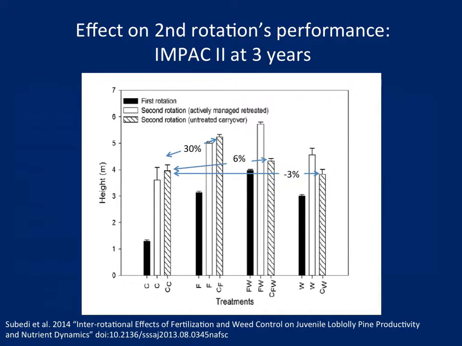So just looking at the carryover treatment effects, the fertilizer alone in the next rotation improved productivity by about 30%. If you added weed control to your fertilization treatment, there is no significant effect on the next rotation's growth at age 3 years. And for weed control only, there is a slight decrease. That decrease is not significant. So from this perspective, site potential for this particular site, at least out to 3 years, was increased with fertilization alone, but it's not increased when you combine fertilization and weed control.